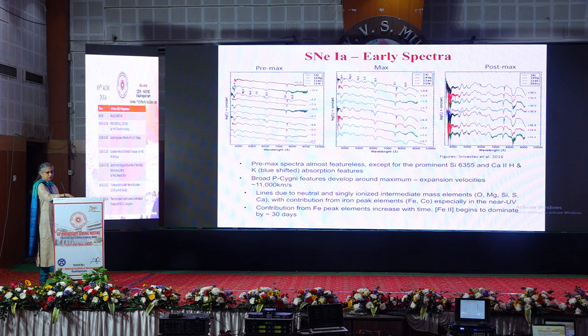And as I already showed in the previous slide, initially we see lines due to neutral and singly ionized intermediate mass elements, with some contribution from the iron peak elements, particularly in the near UV region. And with time, the contribution from the iron peak elements increases, and by about 30 days, the iron II features begin to dominate.